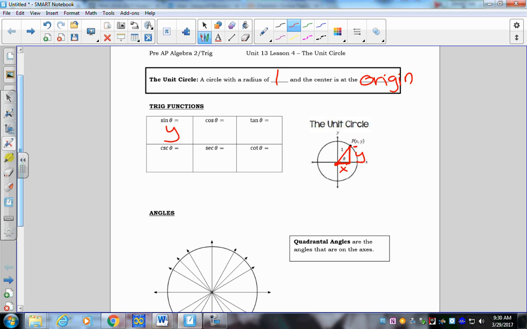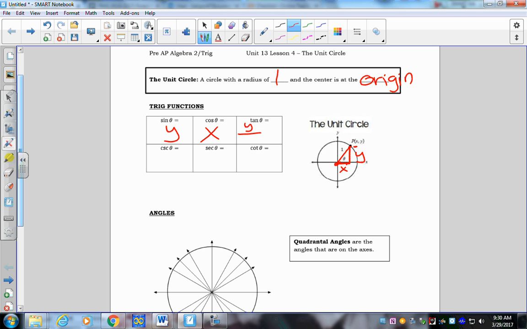Cosine is going to be adjacent over hypotenuse. So that is x over 1, or just x. And once again, this will all tie in as we move throughout the lesson. So if right now you're not sure why I'm doing this, it will come clear as we go on. So tangent is opposite over adjacent, which is y over x.